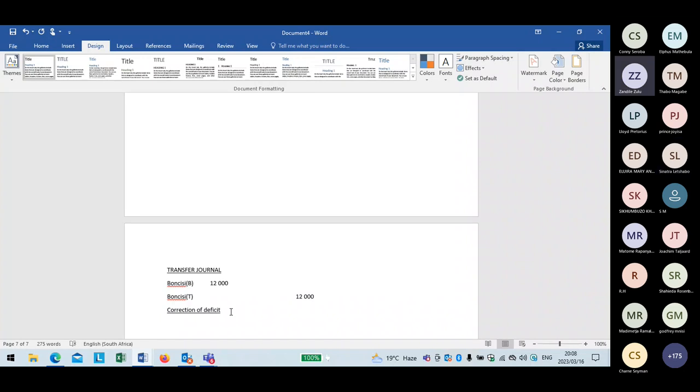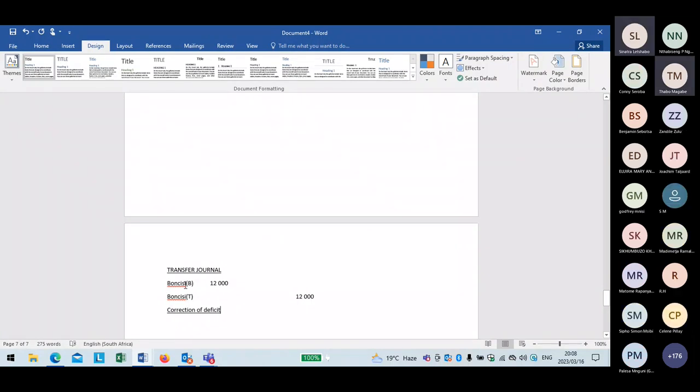But where is that 12,000 rand coming from? It's coming from business. Look at the transfer journal. It's coming from the business account, because we don't have that money in the trust account. The attorney's business account, correct? Yes. So why are we saying Bonchisi in business then? Yes, that was my question.